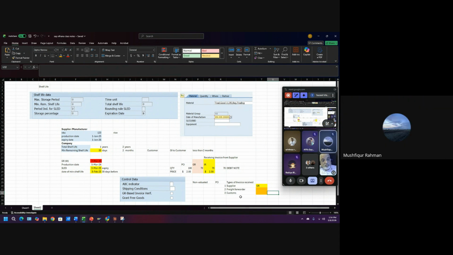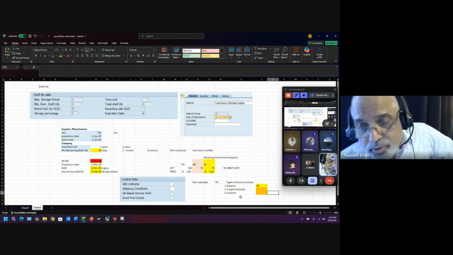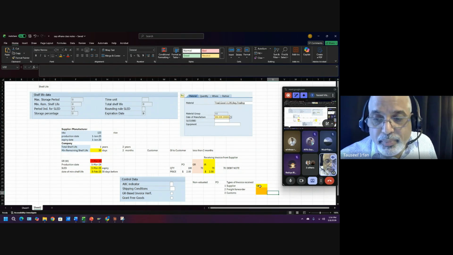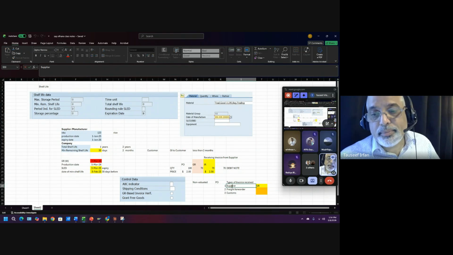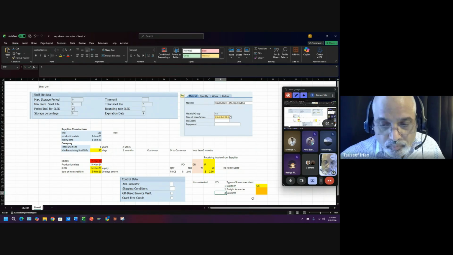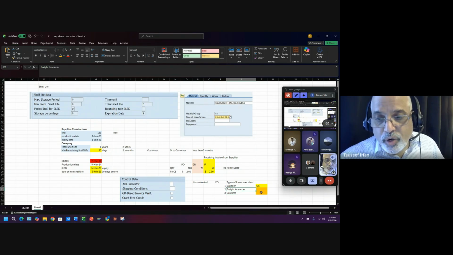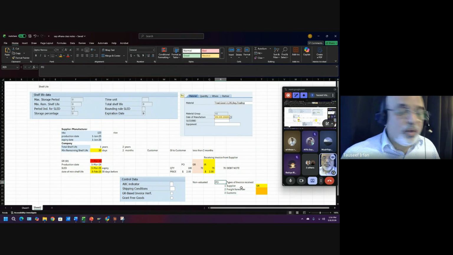There are different types of invoice receipts, but you need to see that the physical product is coming only from one party, which is the supplier. These are the truck guys. These are the customs guys. The truck guy doesn't charge you for the product. The customs guy doesn't charge you for the product. They are charging you for the services. But we need to make sure that we include all of that under the same PO invoice.